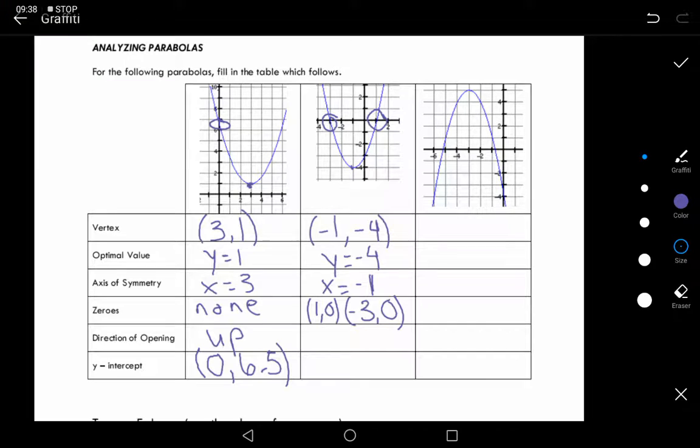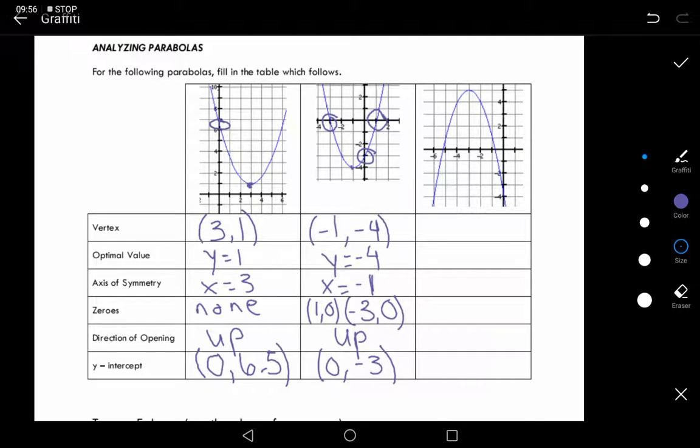Okay, direction of opening. Again here, it looks similar to the first one. We're opening up. And our y-intercept, again, that's where our parabola crosses the y-axis. So it's going to be there. So that is going to be at 0, -3.